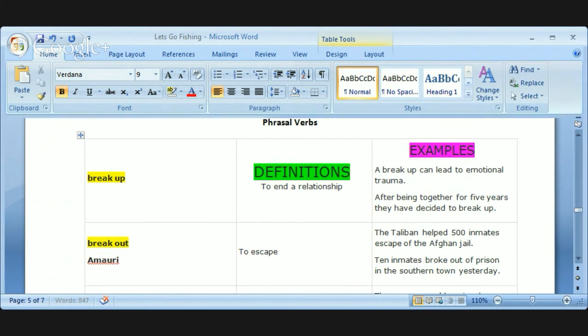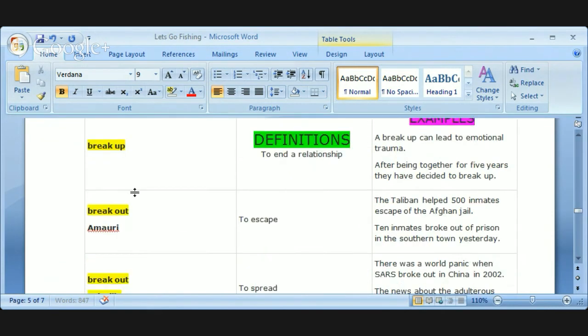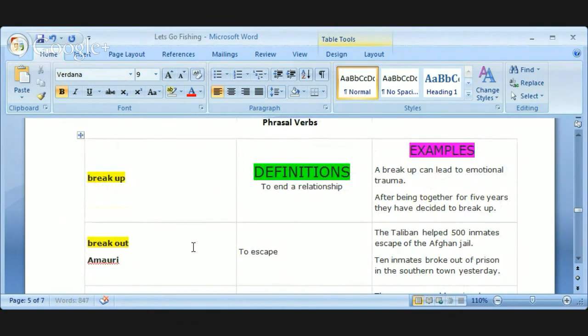Dennis, which one would you like to take? Break up. Okay, Dennis is going to take break up. All right, whenever you're ready, Dennis.